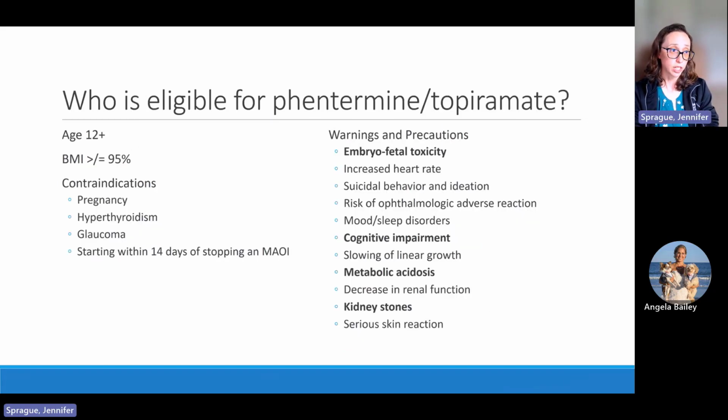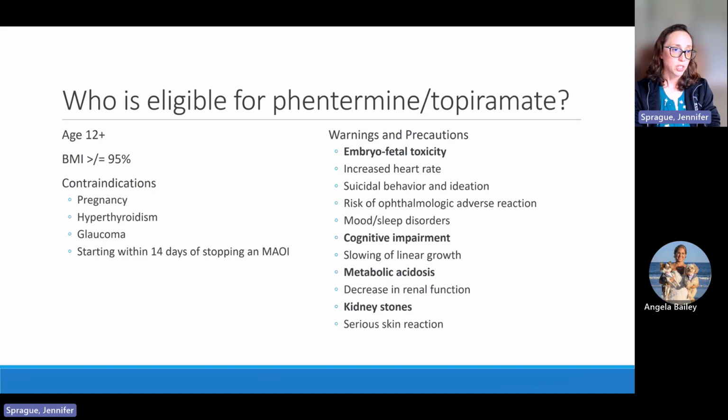So who's eligible for this? Again, age 12 plus, BMI greater than the 95th percentile. It's contraindicated in pregnancy, hyperthyroidism, glaucoma, or within 2 weeks of stopping an MAOI. Precautions: topiramate is associated with embryo or fetal toxicity, so contraindicated in pregnancy. It can increase heart rate, it can increase suicidal behavior and ideation. There's a risk for ophthalmologic adverse reactions, mood and sleep disorders.